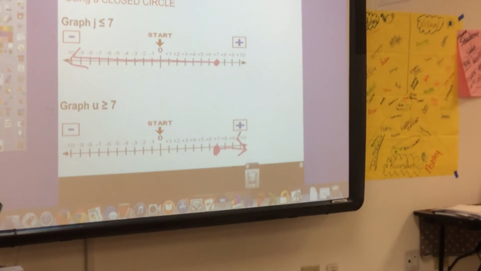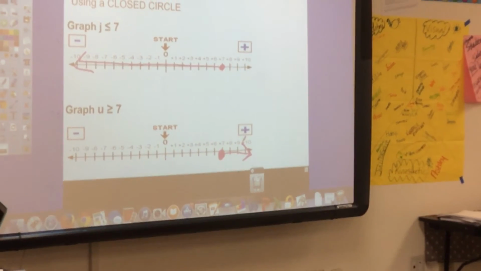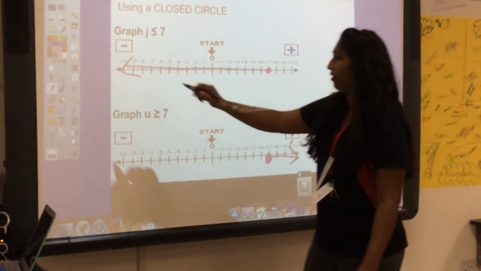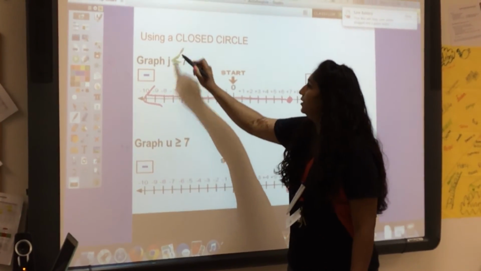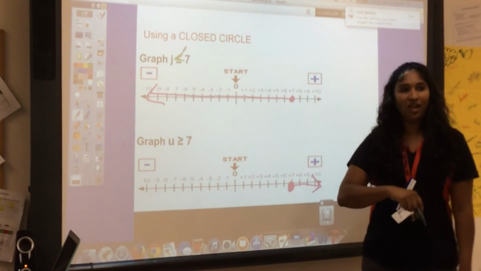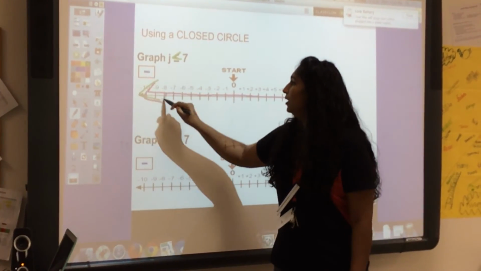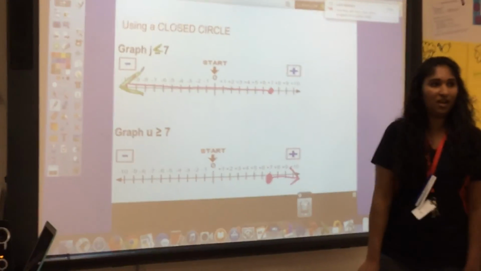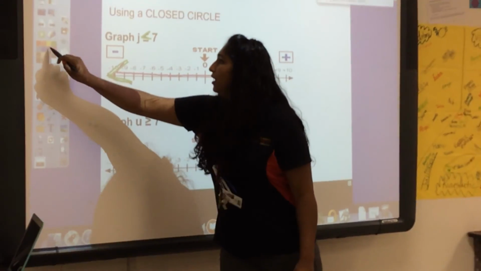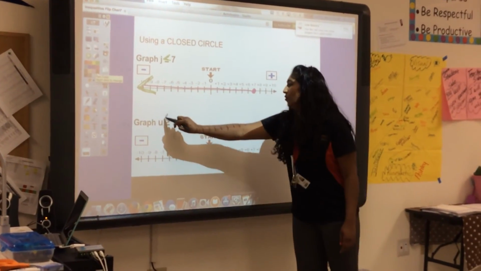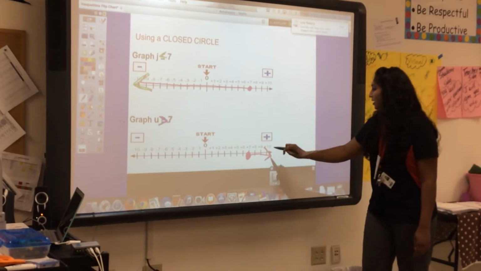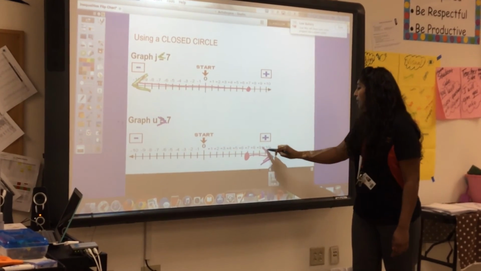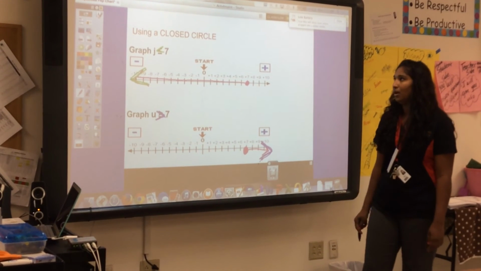Good job. And I just want to point out one simple trick to help you remember which way to graph. If you take a look at your less than symbol, it kind of makes an arrow, doesn't it? And take a look at our arrow. It's pointing in the left side. And then if we take a look at our greater than or equal to symbol, it's pointing to the right. And if you look at our graph, our arrow is also pointing to the right.